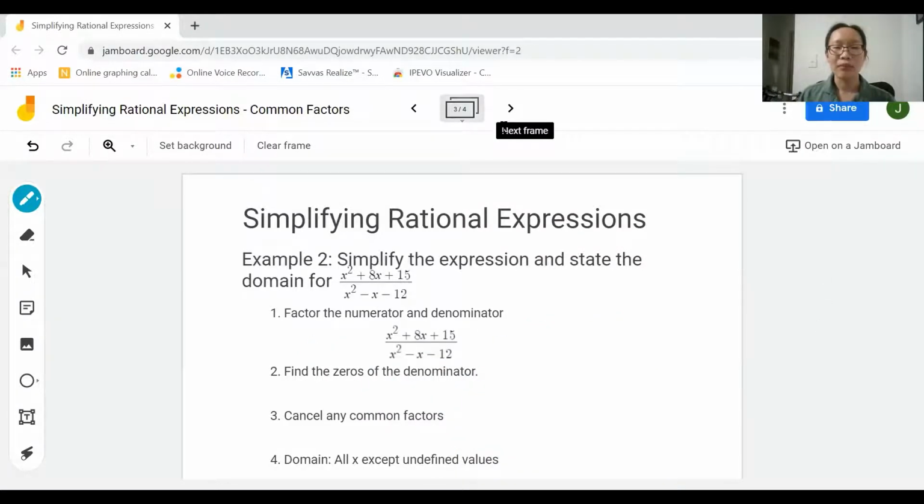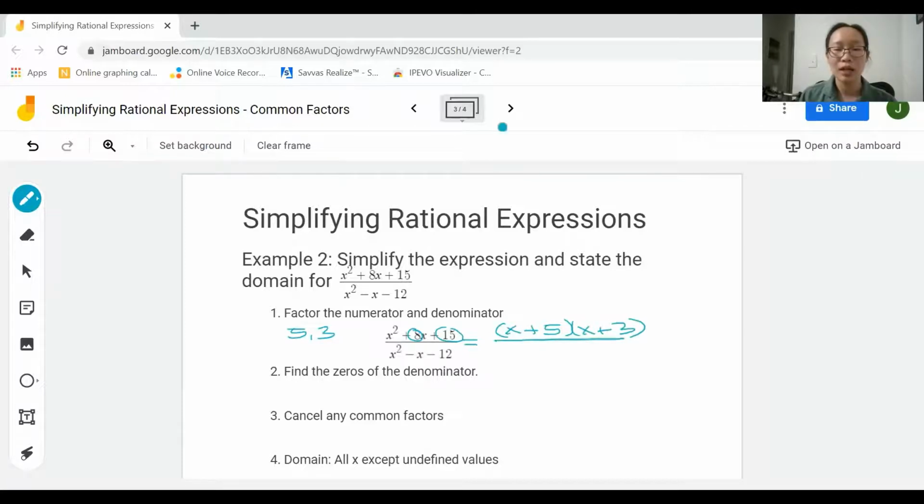Here we're asked to simplify the expression and state the domain for x squared plus 8x plus 15 over x squared minus x minus 12. First, I'm going to factor the numerator and denominator, and if you need a refresher in factoring, you can check out my video above. I'm looking for two numbers that multiply to 15 and add to positive 8, so I think that's going to be positive 5 and 3. My factors are x plus 5 and x plus 3.